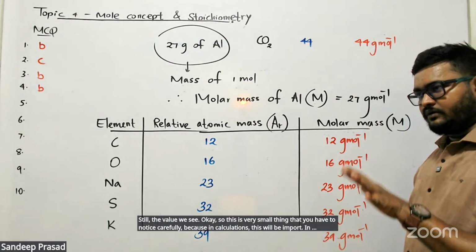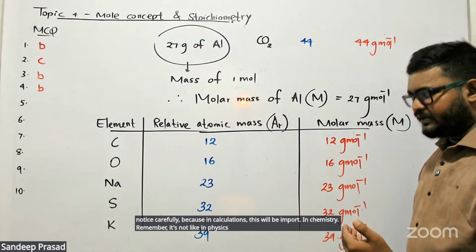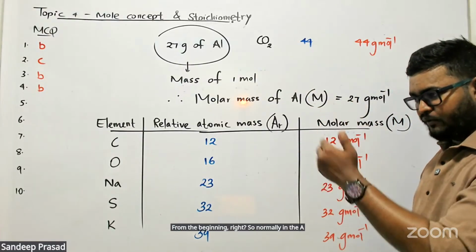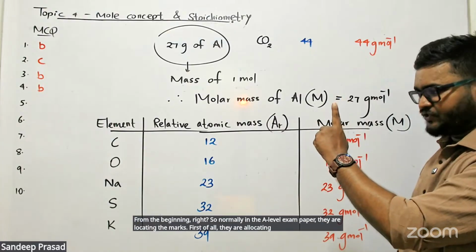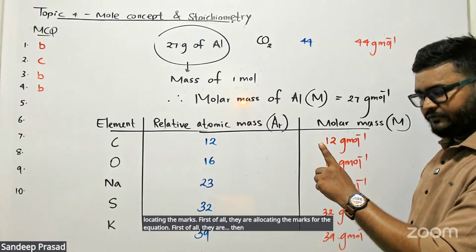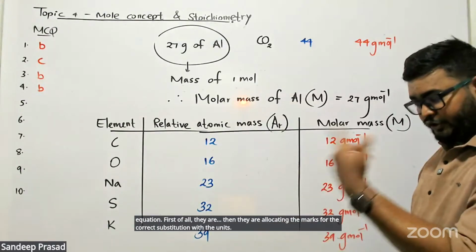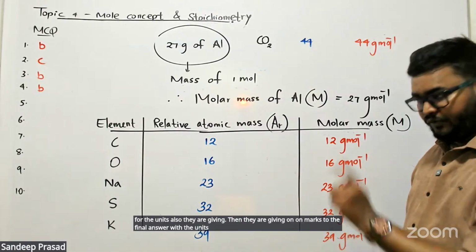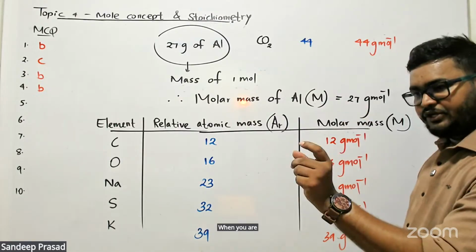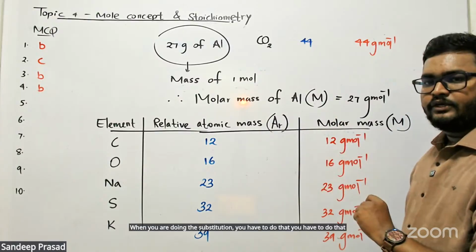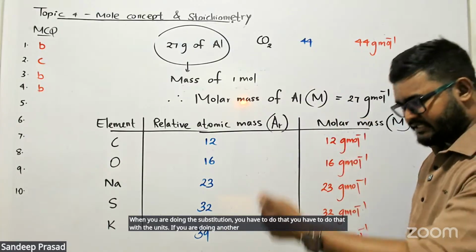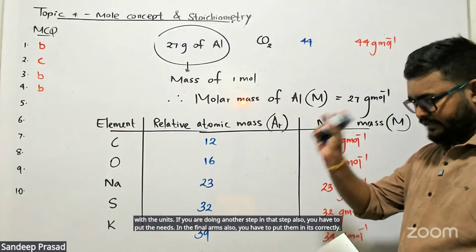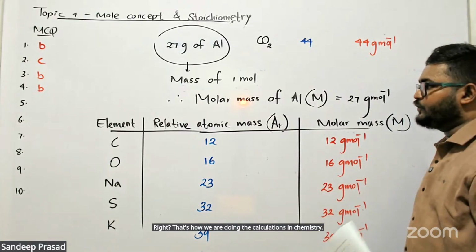In chemistry, remember, it's not like in physics. When you're doing a chemical calculation, you have to follow the units from the beginning. Normally in the A-level exam paper, they allocate marks for the equation, for the correct substitution with the units, and for the final answer with the units. When you are doing the substitution, you have to do it with the units. If you are doing another step, in that step also you have to put the units. In the final answer also, you have to put the units correctly. That's how we do calculations in chemistry. When we do calculations, we will understand it.